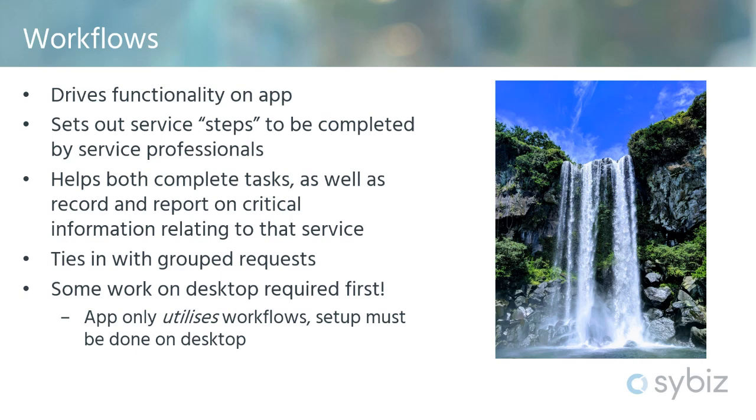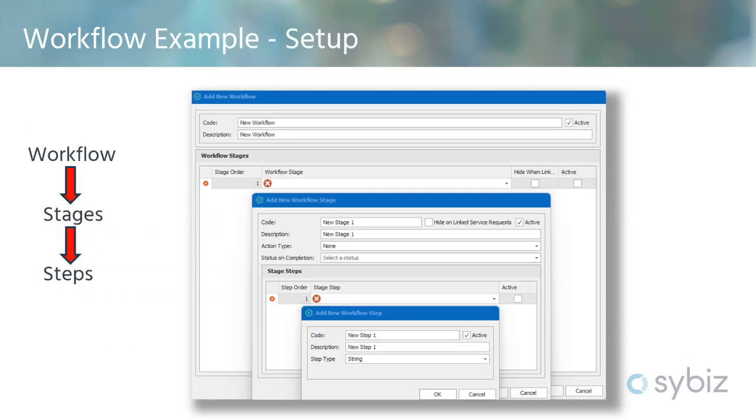A workflow, essentially, we see it as a set of steps to be completed. It helps complete the tasks, but it also helps record and report critical information. So it might be making sure the serial number's correct, recording voltages on a piece of gear, just saying, hey, have you remembered to do this, that sort of thing. So it could be anything. It's very customizable, of course. And we're going to quickly work through just a very simple example.